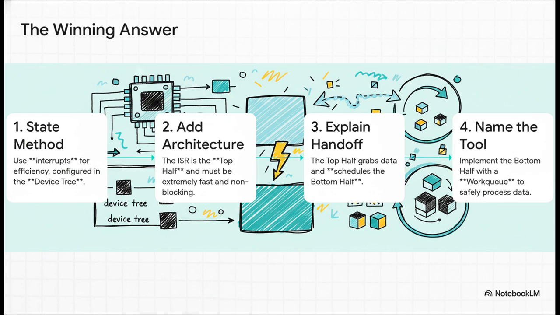2, introduce the Linux architecture. In Linux, you can't do very much work in the ISR, since that's the top half, which absolutely has to be fast. 3, explain the handoff. The top half just grabs the critical data and then schedules the bottom half to do all the heavy lifting. And 4, and this is crucial, name the tool. I would implement the bottom half using a work queue to safely process the data without blocking the entire system.